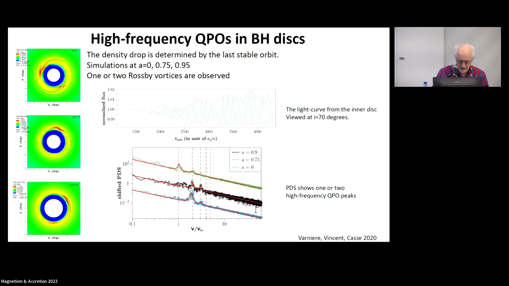One of the things I'll mention is that the recent studies of the general relativistic hydrodynamics around a black hole show the definite signature of Rossby vortices at the innermost stable orbit in these systems, by Varnier, Vincent, and Cassie. And so this is ongoing work. This is, I think, a paper of 2020.